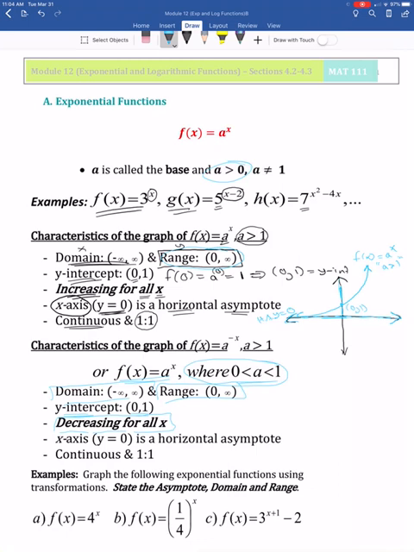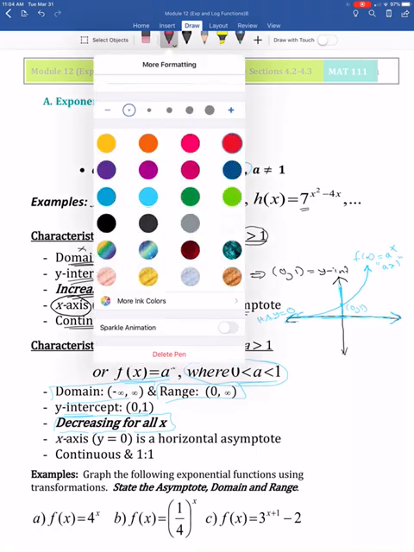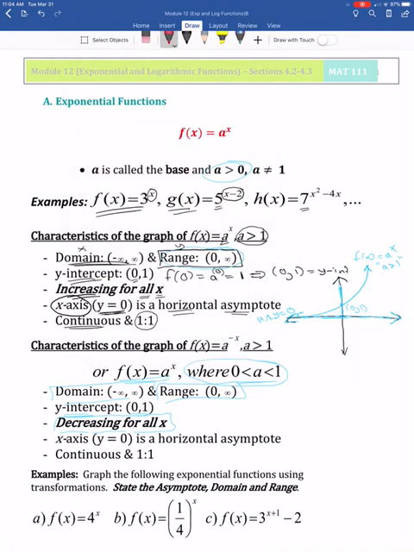So in our graph, let's put it in a different color. And we'll put it here in red. So our y-intercept at 0, 1, right? Horizontal asymptote here at the x-axis at y equals 0, right? As we look at that graph, it's always decreasing. It's always decreasing in value as we move from left to right on this graph.